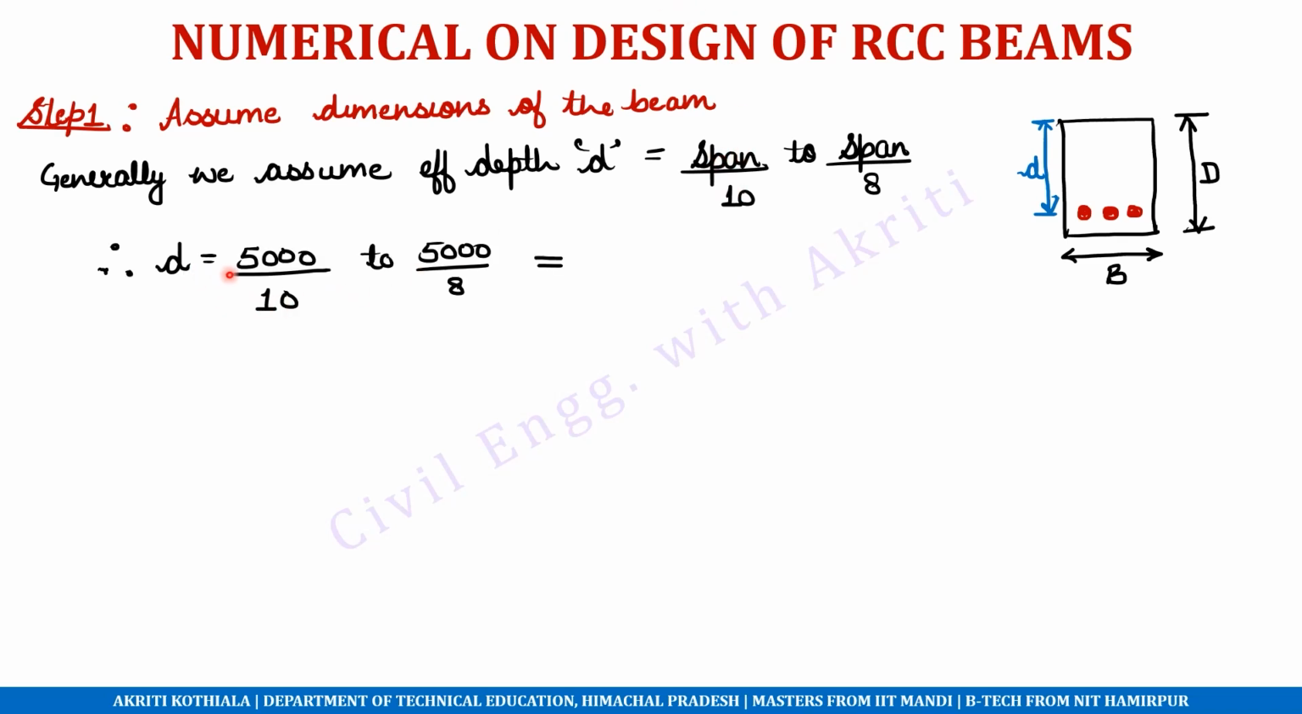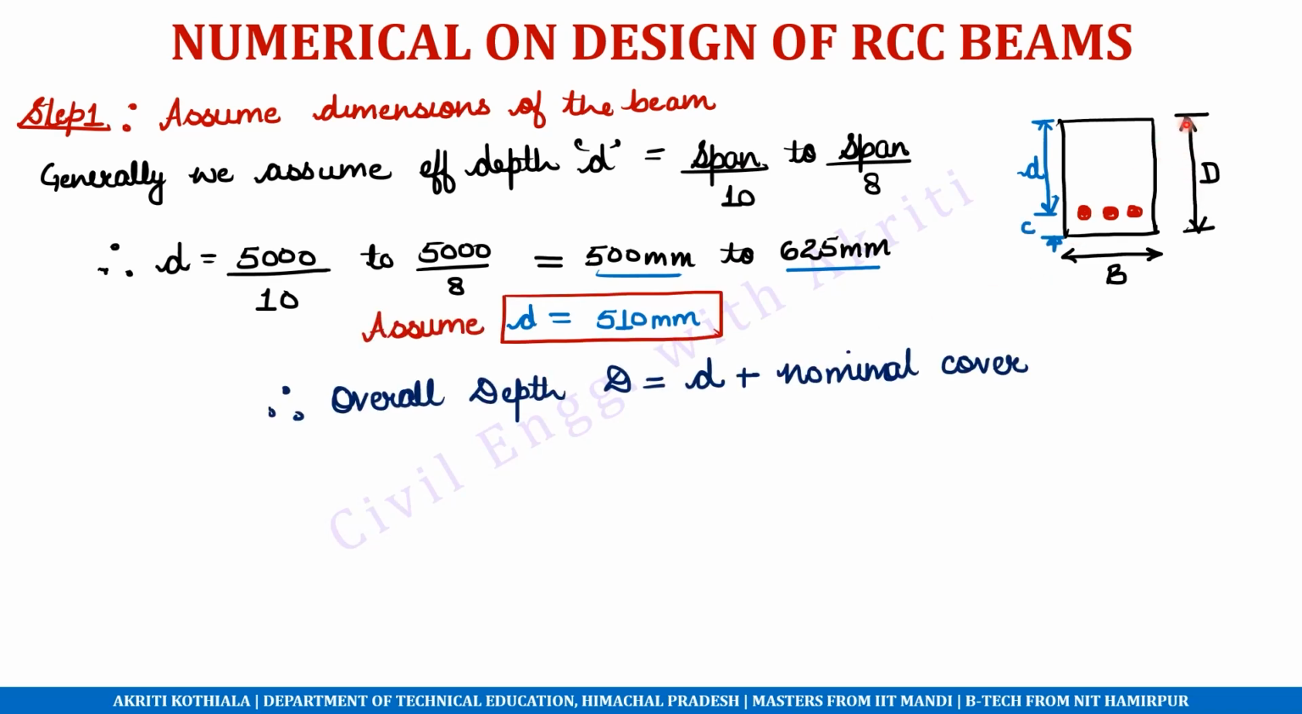So now the effective depth will be equal to 5,000 upon 10 to 5,000 upon 8, which calculates to 500 mm to 625 mm. We'll be assuming a value of 510 mm. It simply means that the value which we assume for the effective depth should be between the two values which we have calculated. So 510 is well within the range.